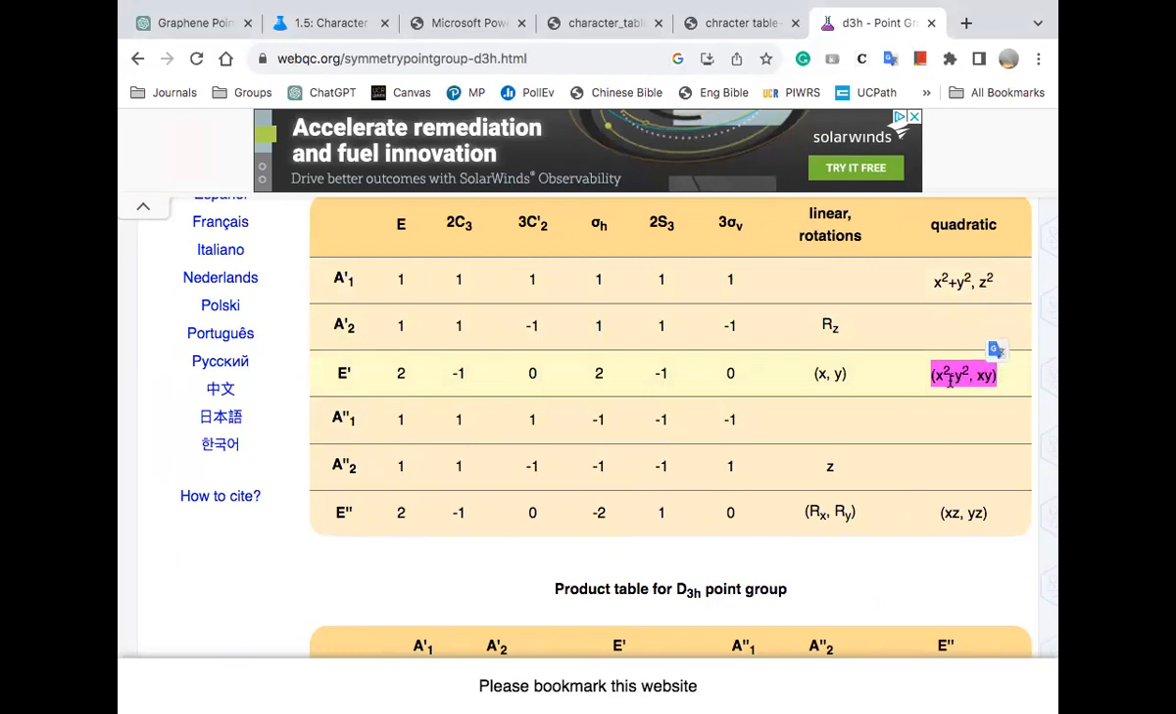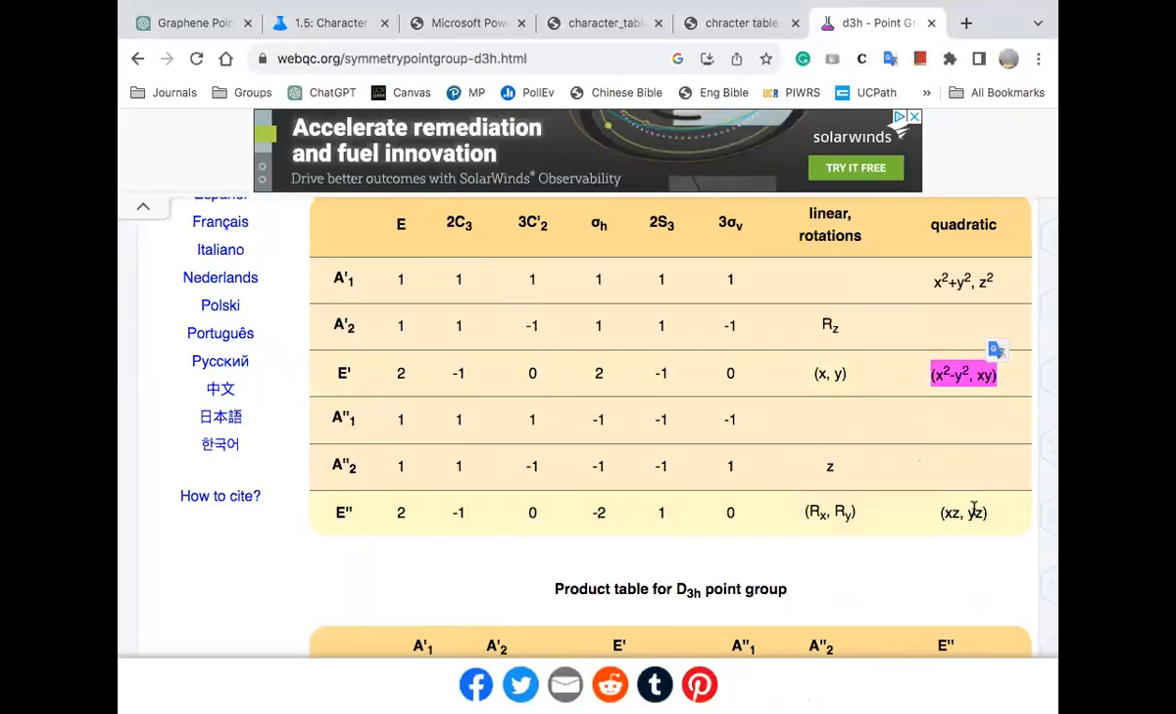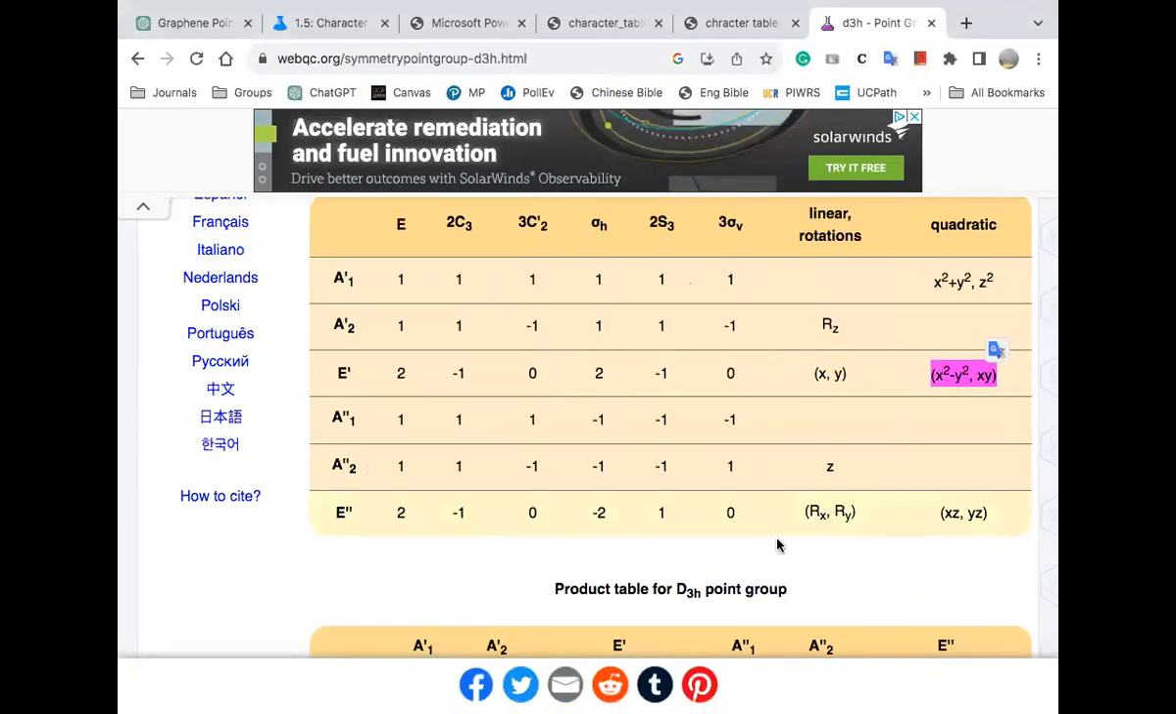Okay? It has the coordinate transformation, like the representation. So this will be dx squared and dxy. Okay? So then you go back, xz, yz. So this will be xz, yz. Okay, so this is what we got in a previous lecture.